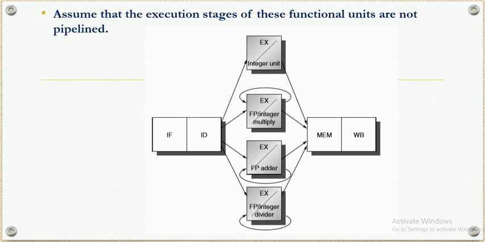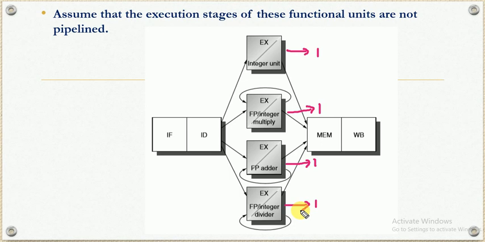Now we assume that the different execution stages of these functional units are not pipelined. So initially we are taking this architecture where the functional units are not being pipelined. Assume that each of these units is available only once: one integer unit, one multiplier unit, one adder unit, and one divider unit. Initial assumption is in this way, but we are actually going to change this structure into a pipeline format for the functional units.